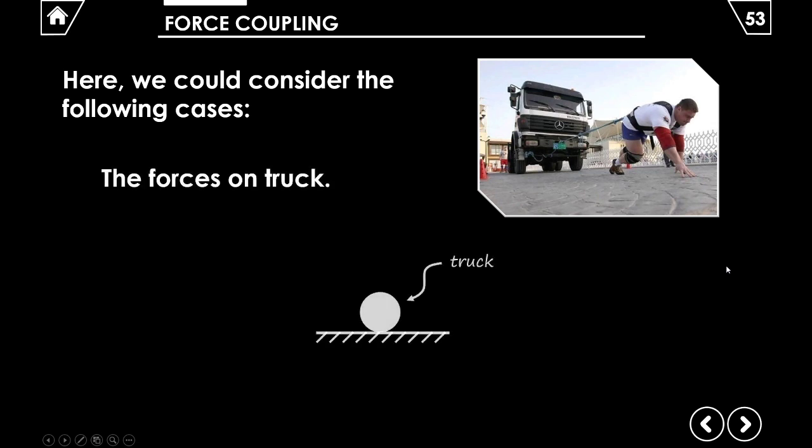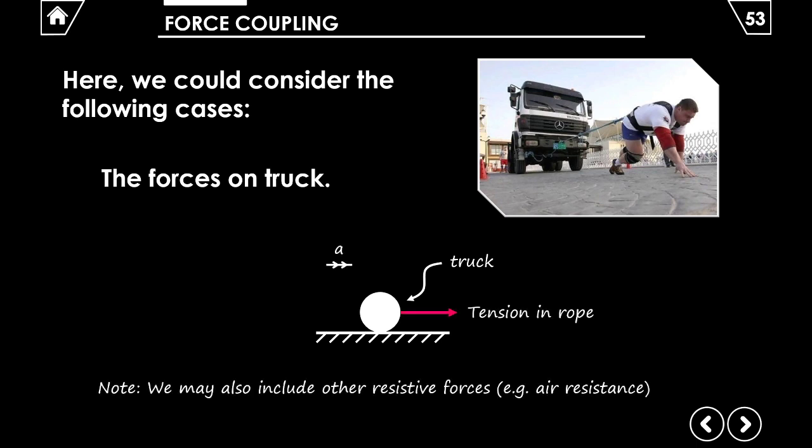Right, so next up then, we could consider the forces separately that are acting on the truck. So the truck doesn't have its own driving force, it's not got its engine working or anything, but what it does have pulling it forwards is the tension in that rope that's acting backwards on the strongman. Okay, if we don't include any other resistive forces like friction or air resistance, that is the only force that is acting on the truck in this case, the tension pulling it forwards.